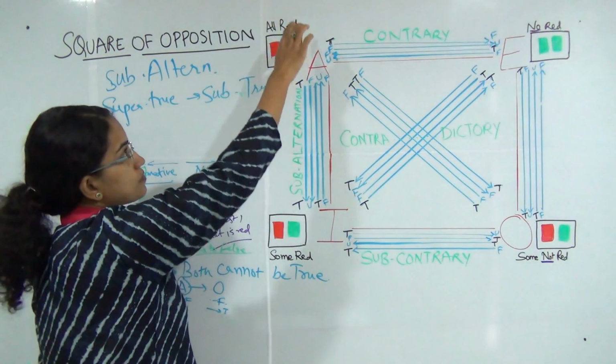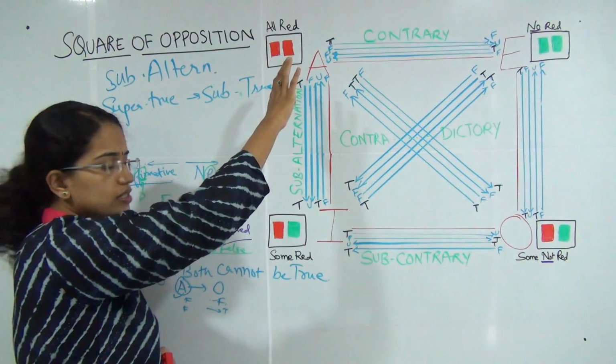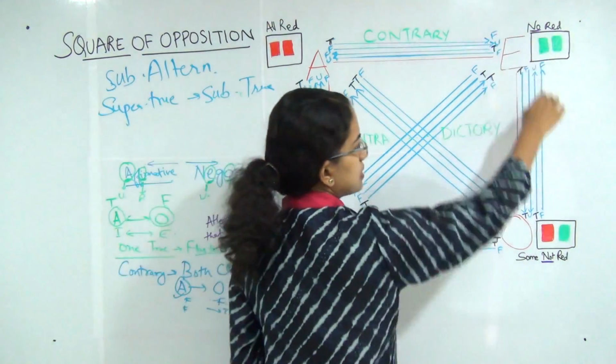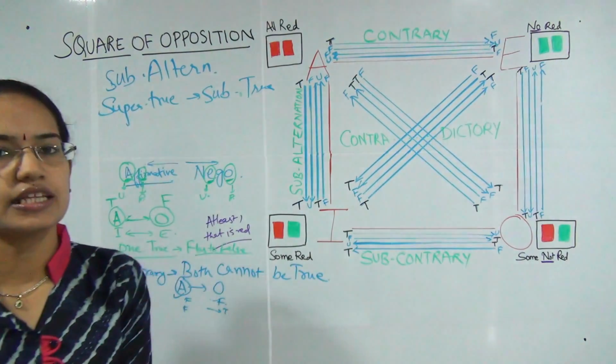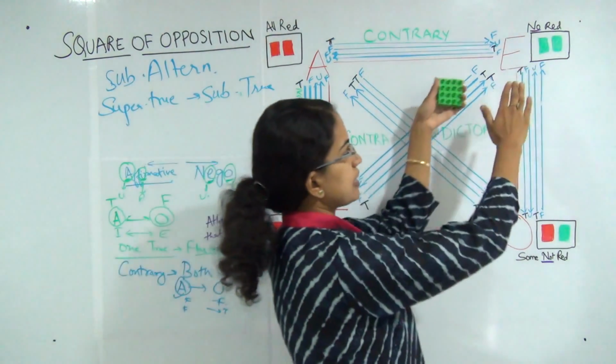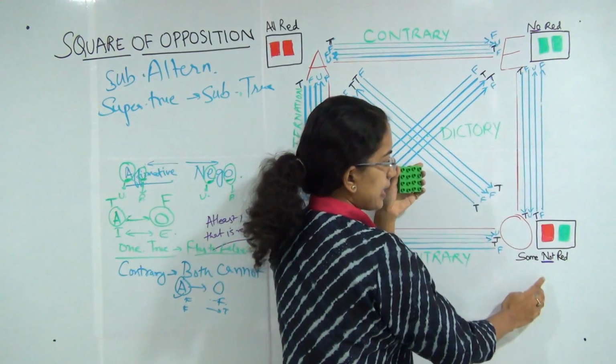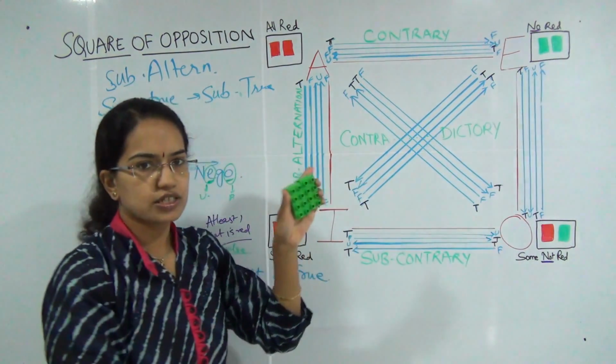So if the universal is false, I cannot say anything about the particular. This again happens the same for this. If I am saying there is no block that is red, that means all the blocks are green in color, then I can easily say there are some blocks which are not red.